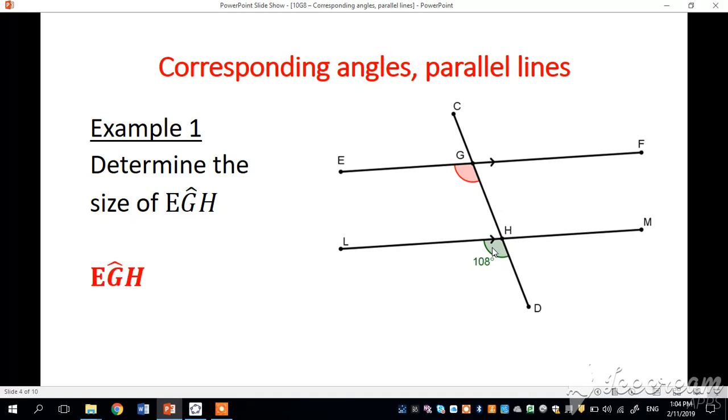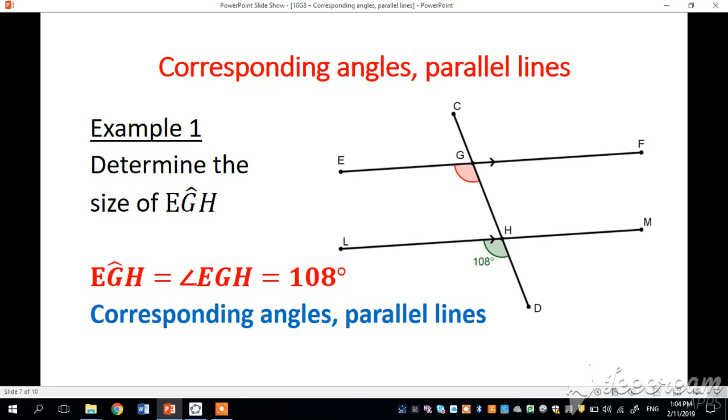So we know that angle EGH is 108 degrees. Now, when you write down an answer in this exam script, you must write down a reason with it, and the reason is that they are corresponding angles on parallel lines. You don't have to say corresponding angles are equal, you just have to identify them as corresponding angles on parallel lines.